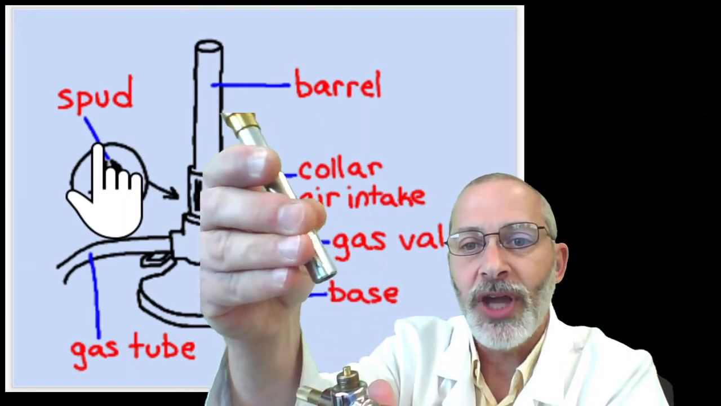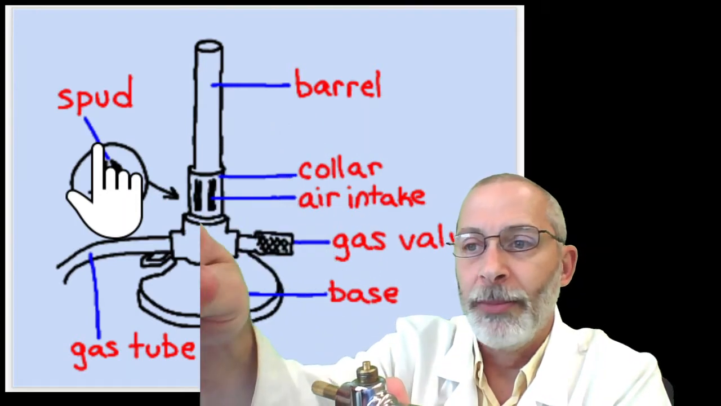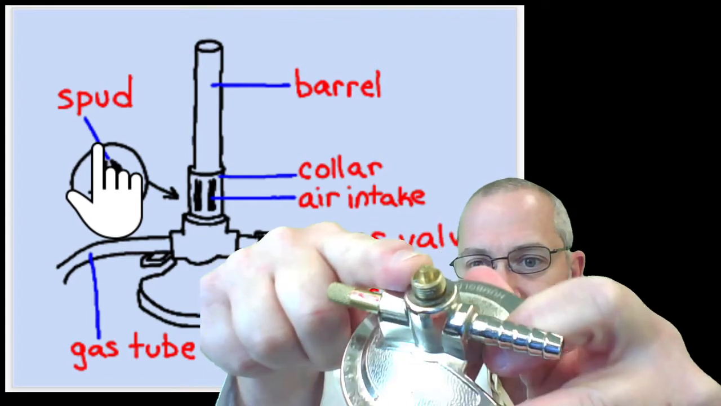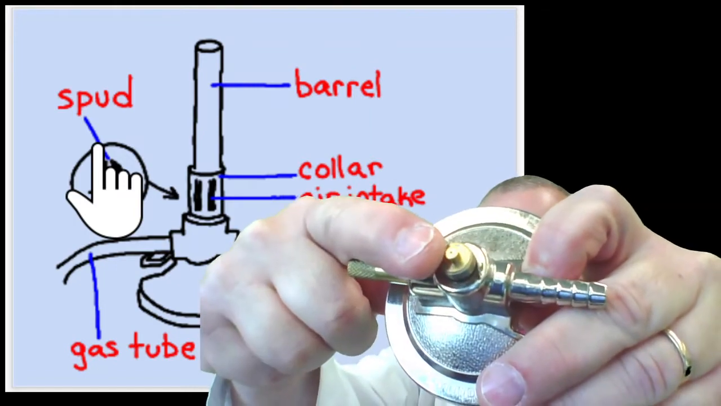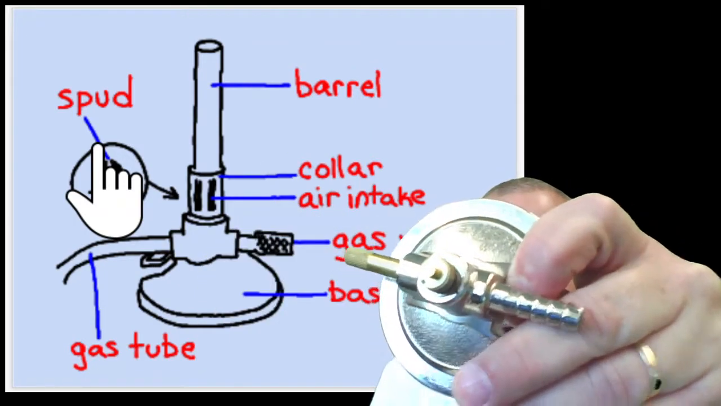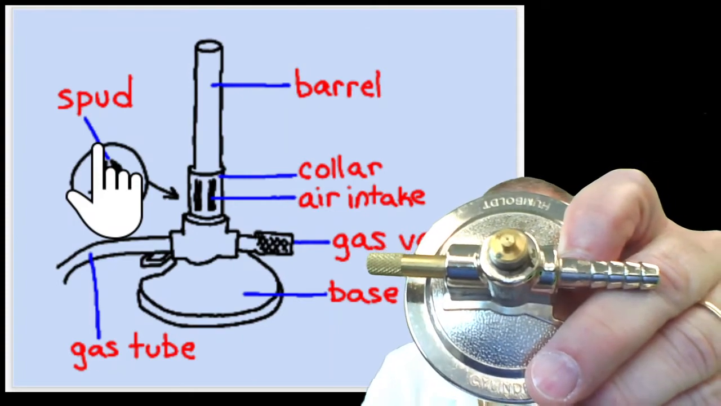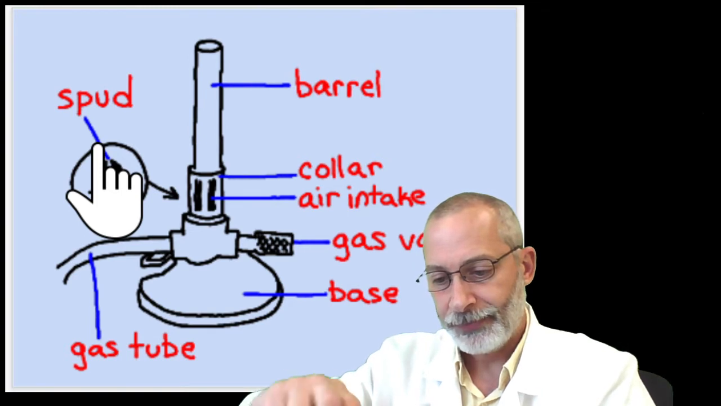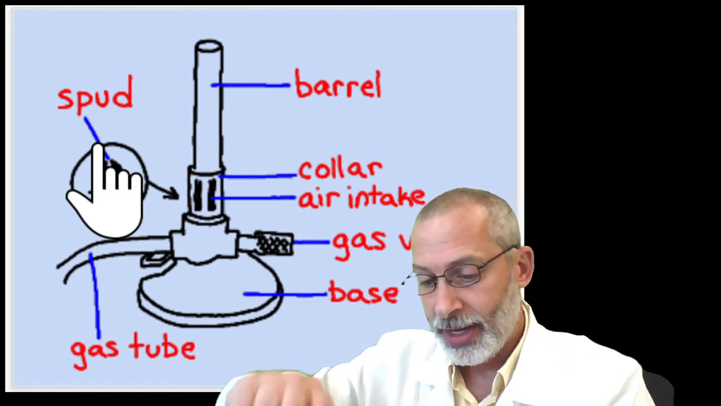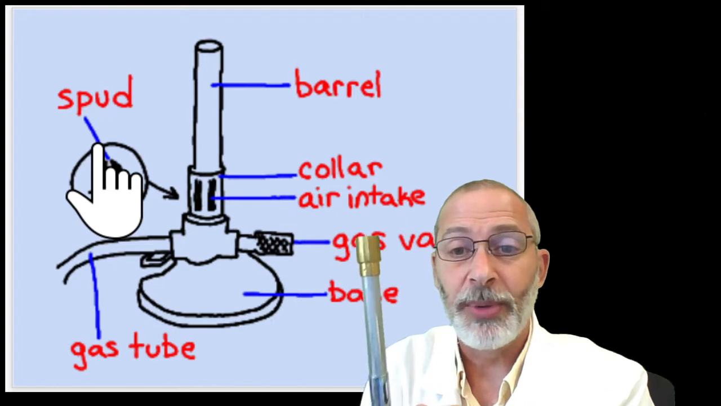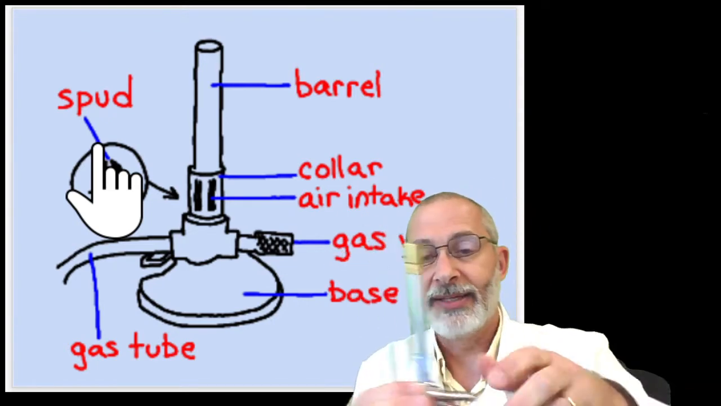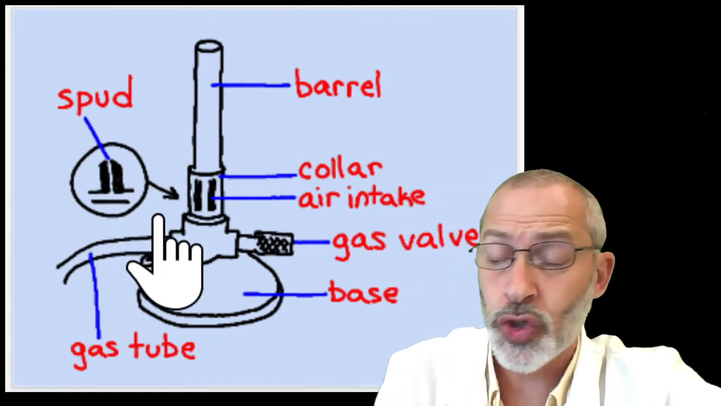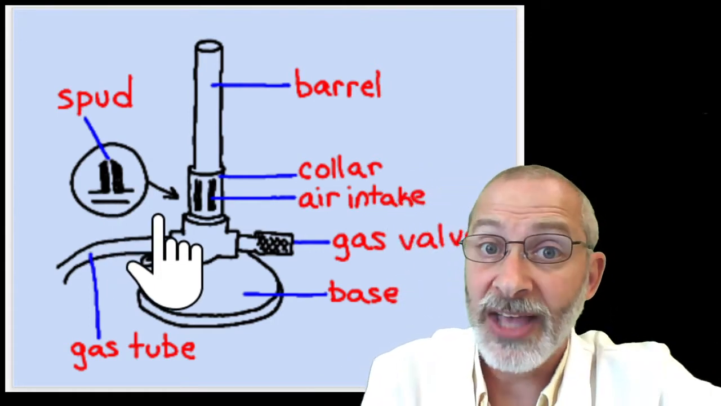So if I remove the collar at the bottom of the barrel, remove that. Here we have a little device with a tiny little hole in it. That is called the spud. It's through that tiny little opening that the gas comes out of the tank, wherever it might be, and into the base of the Bunsen burner and up through that spud. So the spud is the tiny little opening, and you can control the amount of gas.